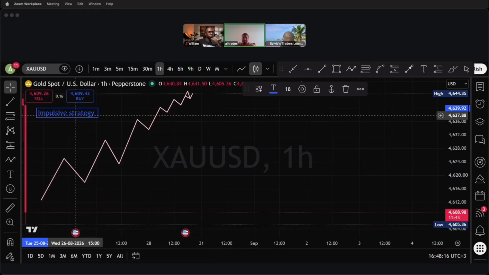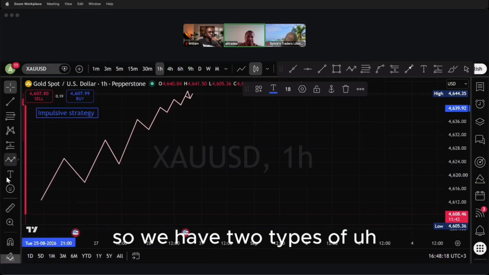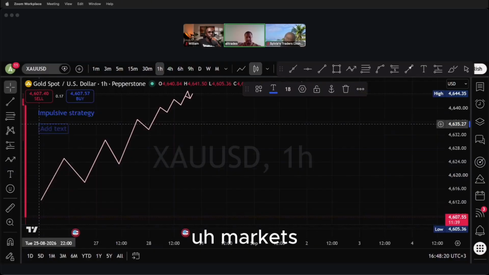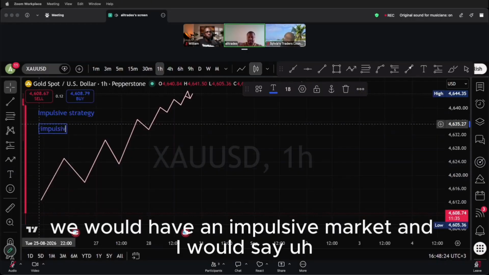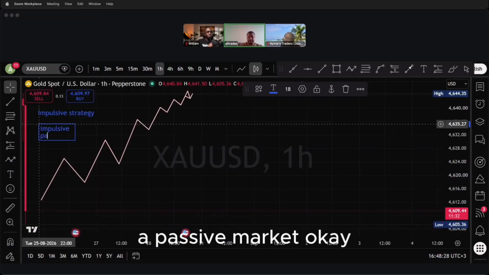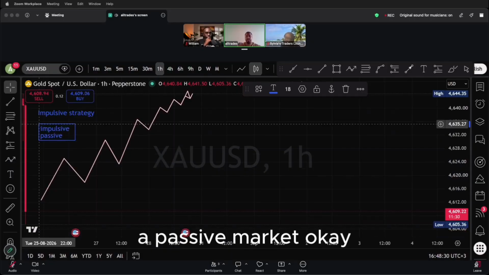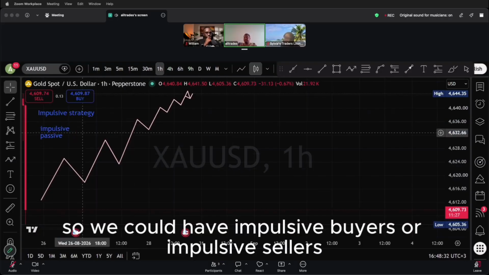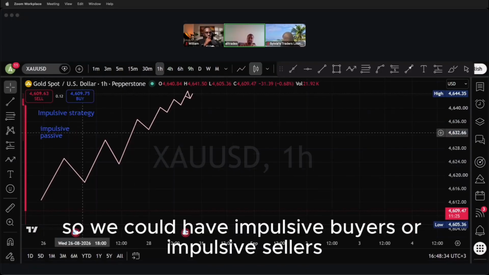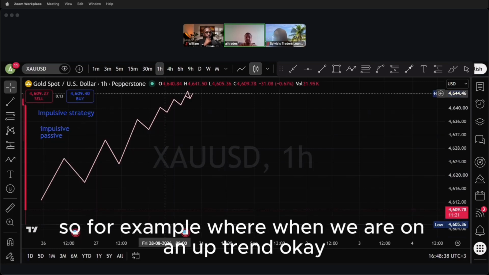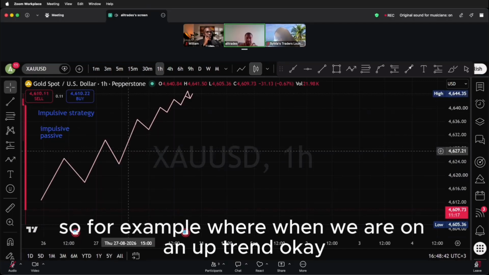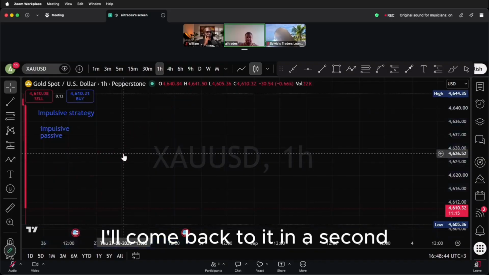We have two types of markets. We would have an impulsive market, and I would say a passive market. So we could have impulsive buyers or impulsive sellers. We could have passive buyers or passive sellers. For example, when we are on an uptrend, let me just delete this. I'll come back to it in a second.